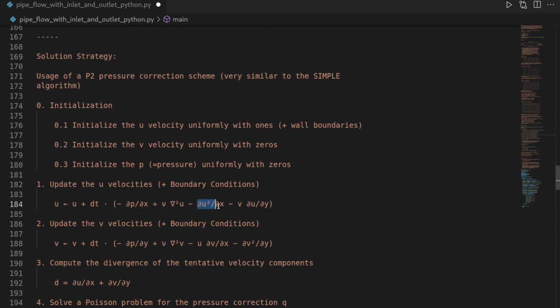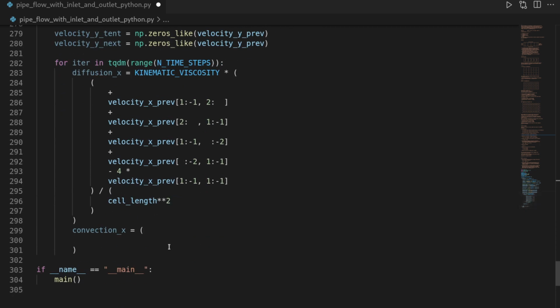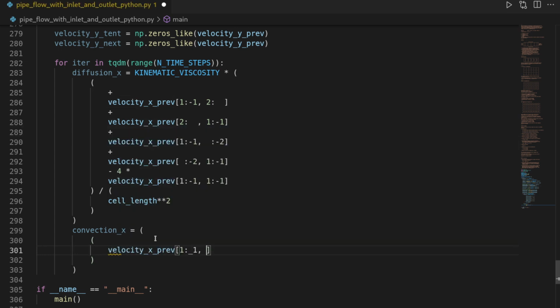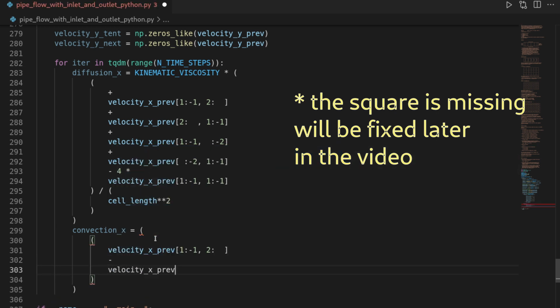So we have this component here, which is the x derivative of u squared. And I want to use a central difference approximation. So I'll be doing one step forward in x and one step backward in x. So velocity x previous at all interior points in the y direction, and then from 2 all the way to the end. And we are subtracting the interior points in y.